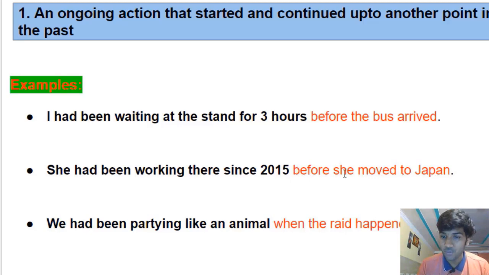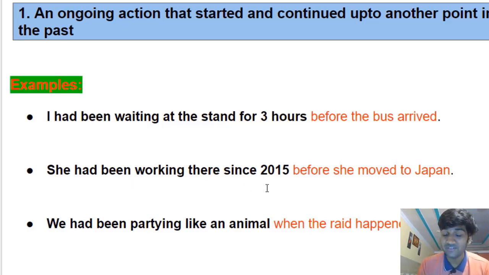So before moving to Japan, which is a particular point of time in the past, this action had been going on. Subject followed by had been, followed by the progressive form of a verb. It's very simple to form a past perfect continuous tense. Subject followed by had been, followed by a progressive form of a verb. It does not matter what the subject is, had been followed by a progressive form of a verb.